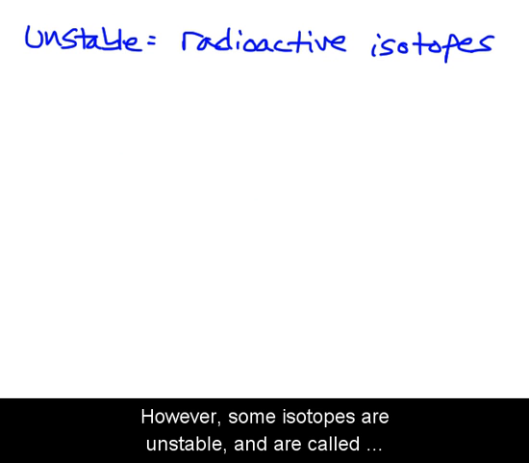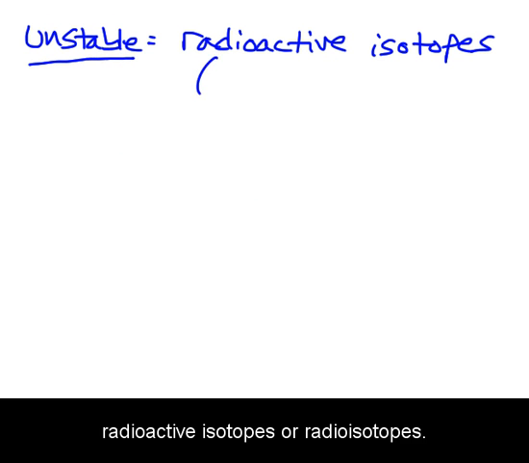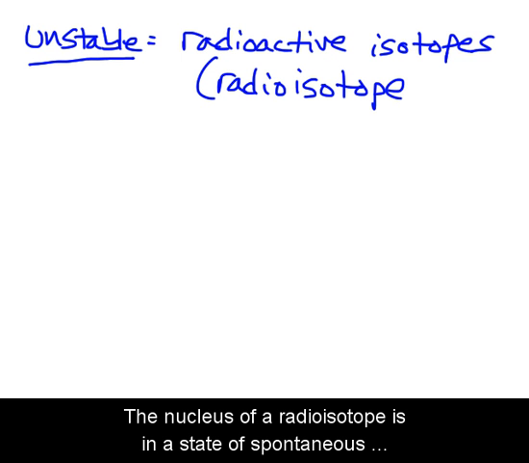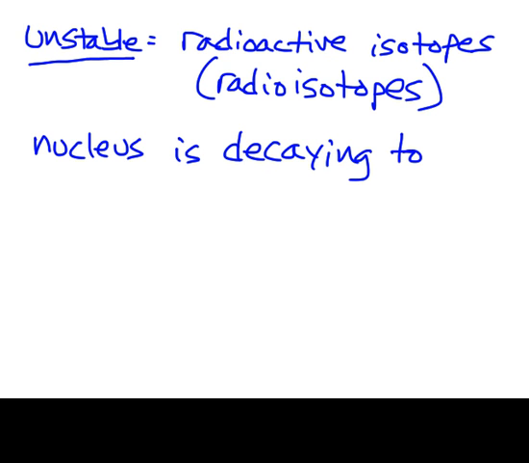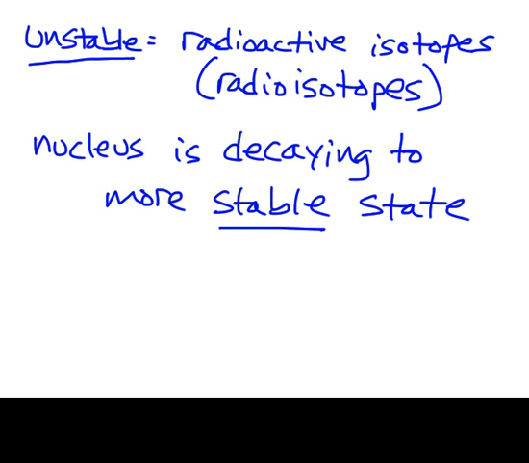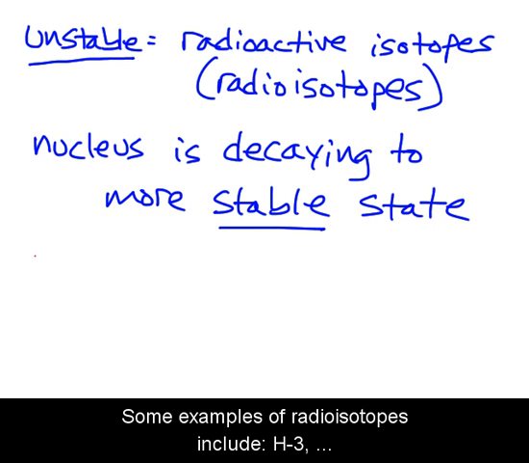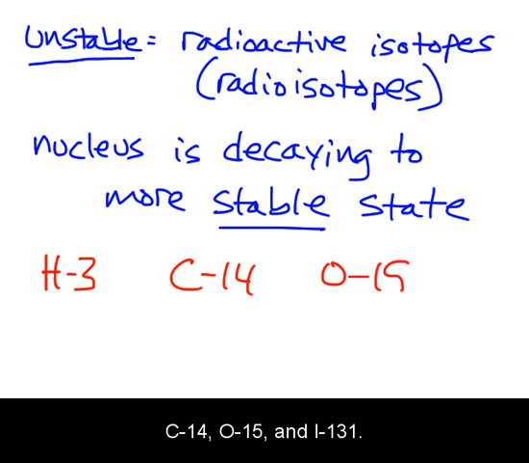However, some isotopes are unstable and are called radioactive isotopes or radioisotopes. The nucleus of a radioisotope is in a state of spontaneous decay or change as it moves into a more stable configuration. Some examples of radioisotopes include hydrogen-3, carbon-14, oxygen-15, and iodine-131.